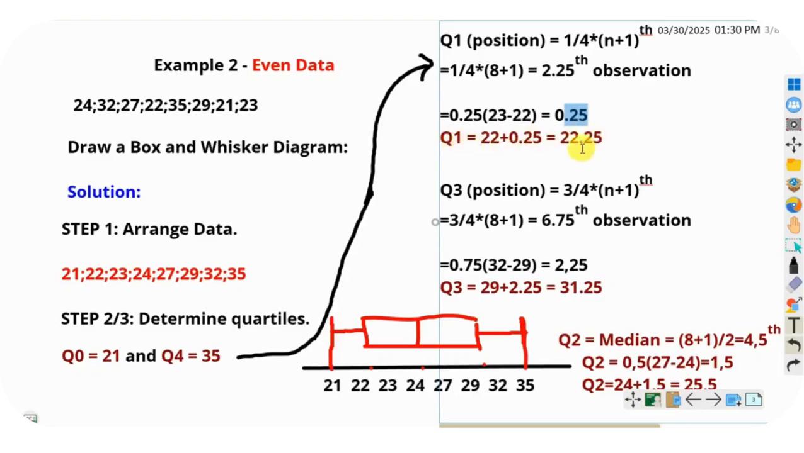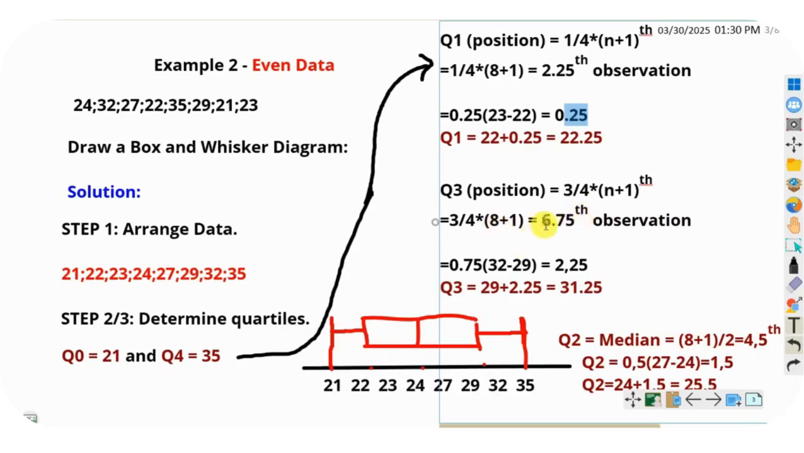Okay, 22.25. That is Q1. Okay, and then for Q3, the third quartile, the position is going to be 3 over 4 multiplied by n plus 1. n is 8, remember, the number of terms, 8 plus 1, and that is 9 multiplied by 3 divided by 4, and it gives us the 6.75 observation here. Okay, 6.75.